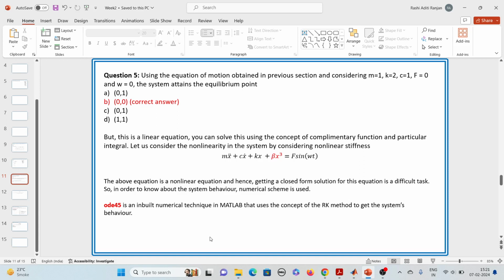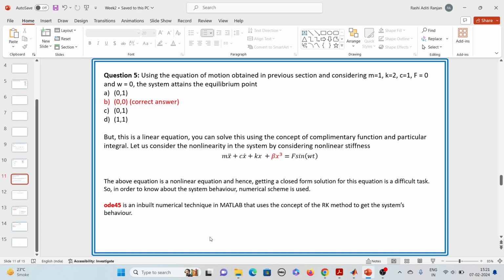So what is the concept of numerical method? I guess you must have learned in your numerical methods course that there are various methods like the Euler method, implicit Euler method, explicit Euler method, the fourth order RK method, eighth order RK method. These are all the methods that are being used to solve the differential equations, like nonlinear equations, by numerical method.